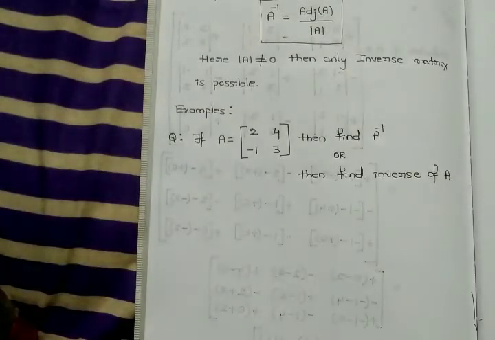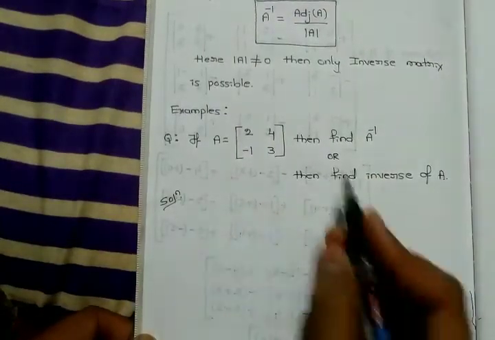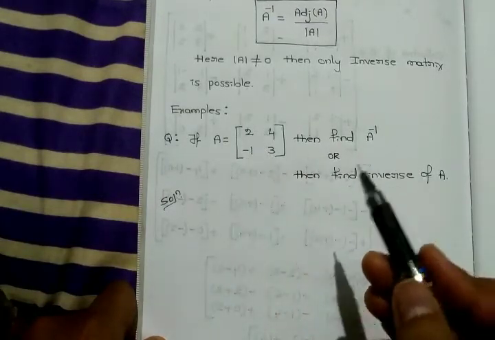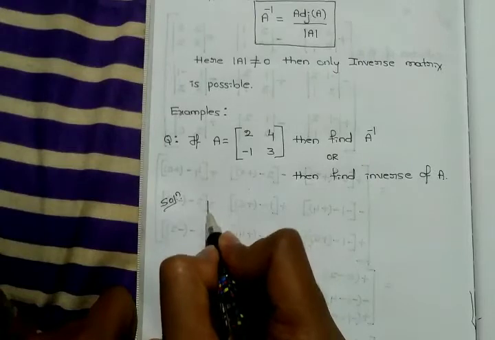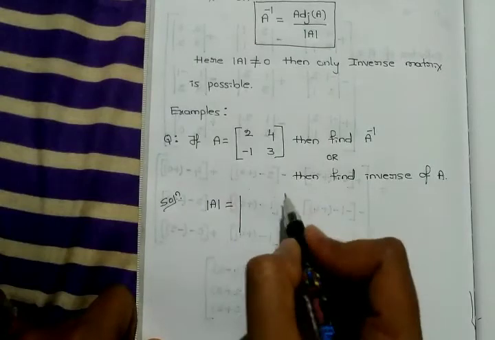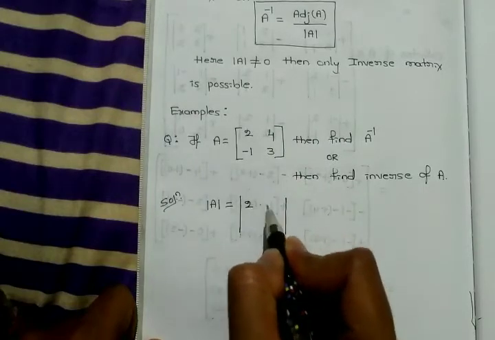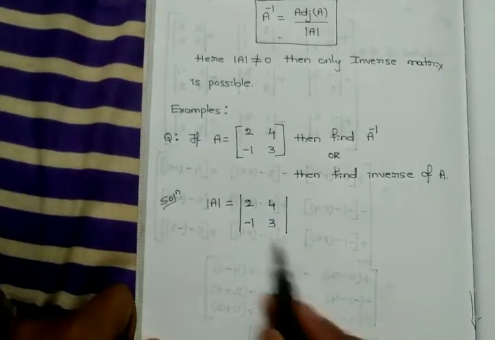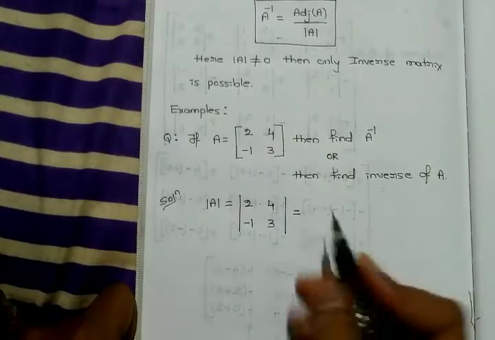So see here, the solution. First, as I said, you have to check whether the determinant of A value is equal to 0 or not equal to 0. A is given, so first step, find the determinant of A. Determinant of A equals, keep the determinant symbol as it is, and substitute the values 2, 4, minus 1, 3. You know the second order rule is cross multiplication, with the middle always a negative sign.